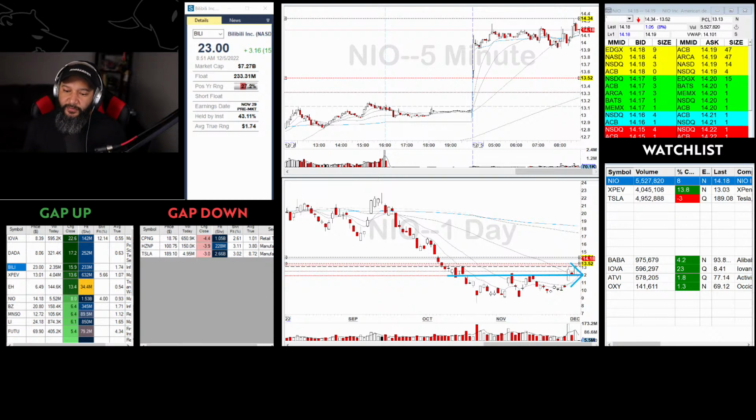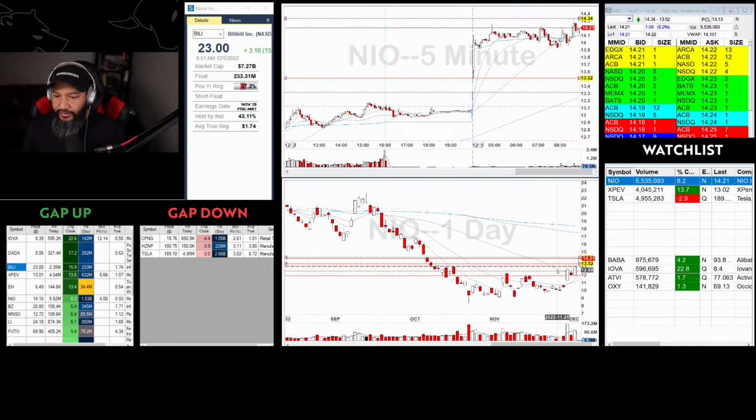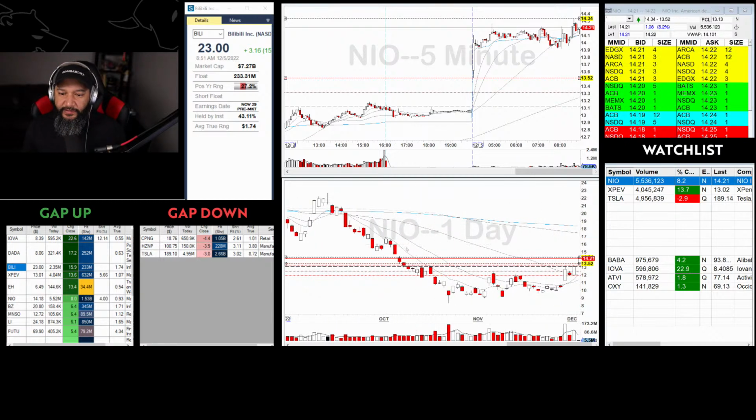So if you notice that, we've been below that since mid-October. Tried a few times to get above that, were unsuccessful in early November, mid-November, and now we finally broke out of that and are looking pretty good as far as the daily for a possible run here.